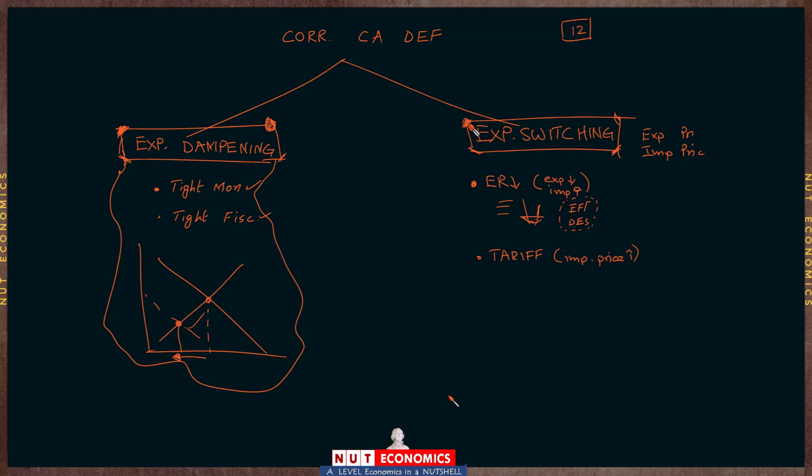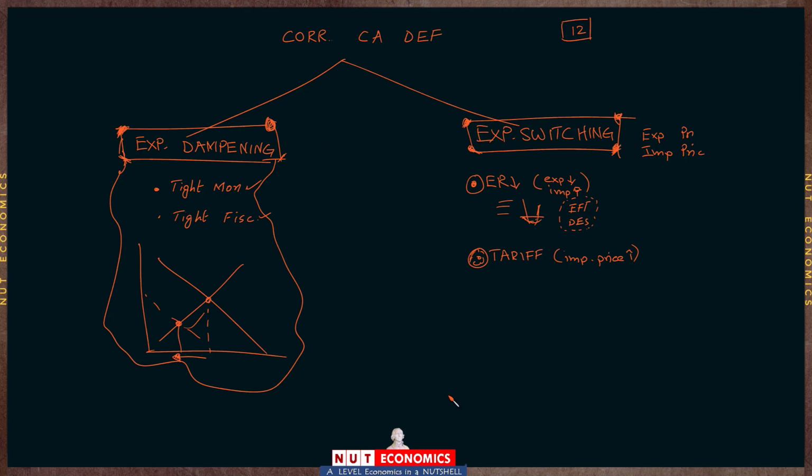Then the next 1/3 of your answer will be: what are expenditure switching policies, and then a couple of examples of how these two expenditure switching policies work. So you will already get most of your marks just explaining how these two, dampening and switching, work. And then towards the end you will come to the comparison of which one a country should use.